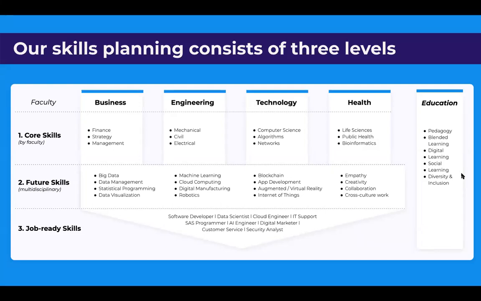And because I was talking about why content is so important, this is our approach to skills planning for a campus or university. So as faculty, you could curate content basis core skills such as business, engineering, technology. If you're an engineering school, you could curate content basis the different streams: mechanical, civil, electrical. You could also curate content basis the future skills that are in demand. So skills like big data, machine learning, AI, and blockchain.